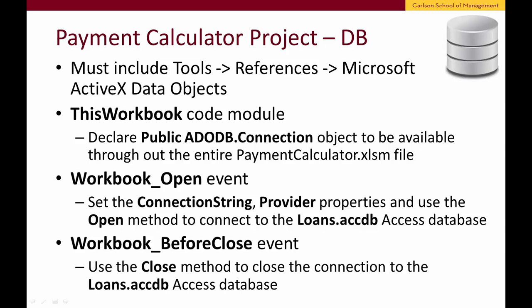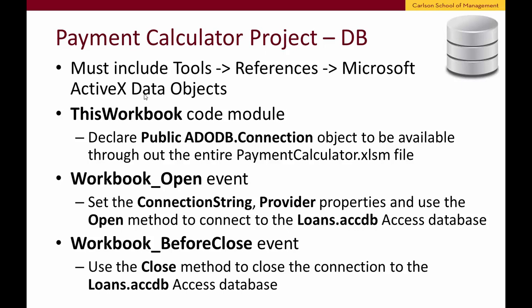So the last project that's somewhat elaborate in this section of the class on Excel VBA, as well as the last project overall really in this class, will be on using Excel VBA to connect to databases, specifically Microsoft Access database. In order to connect to the loans.accdb Access database, or a database in general, we need to include the Tools References Microsoft ActiveX Data Objects into our VBA project.